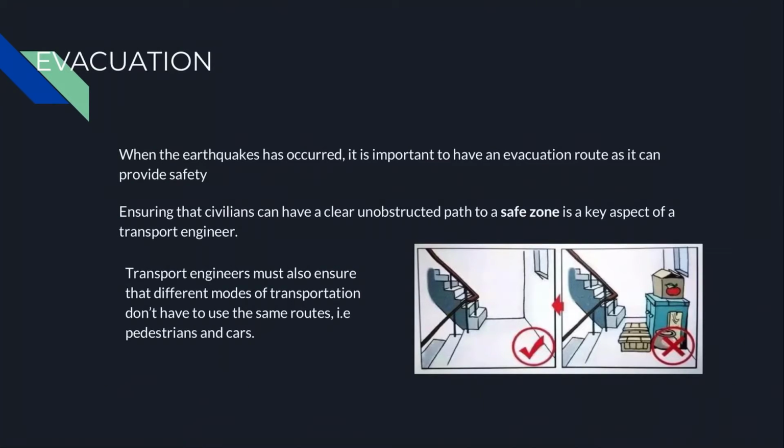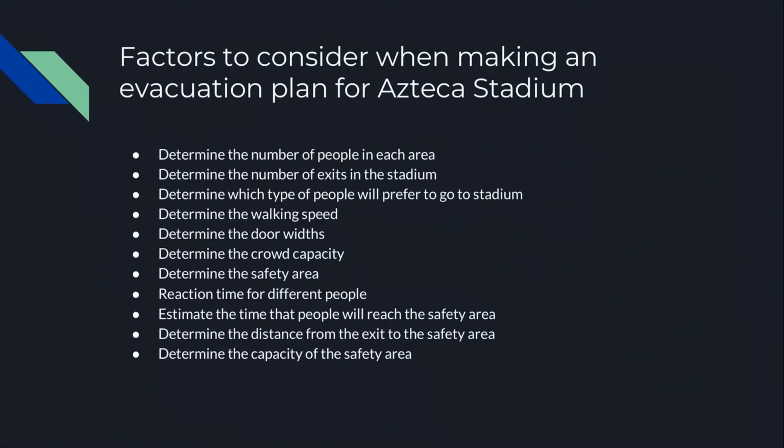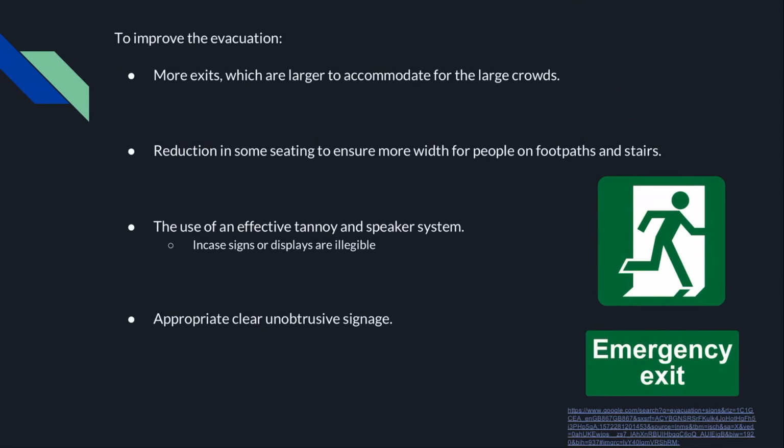We have to ensure that paths are unobstructed and that multiple different modes of transportation speeds don't use the same routes, i.e. pedestrians and cars. Factors to consider include the number of people, the number of exits, door width, safety areas, the reaction times, and the distance. To improve the evacuation, we decided there should be more exits, a reduction in some seating for more width for people on footpaths and stairs, the implementation of a tannoy and speaker system in case signs or displays are illegible, and appropriate, clear, unobtrusive signage.